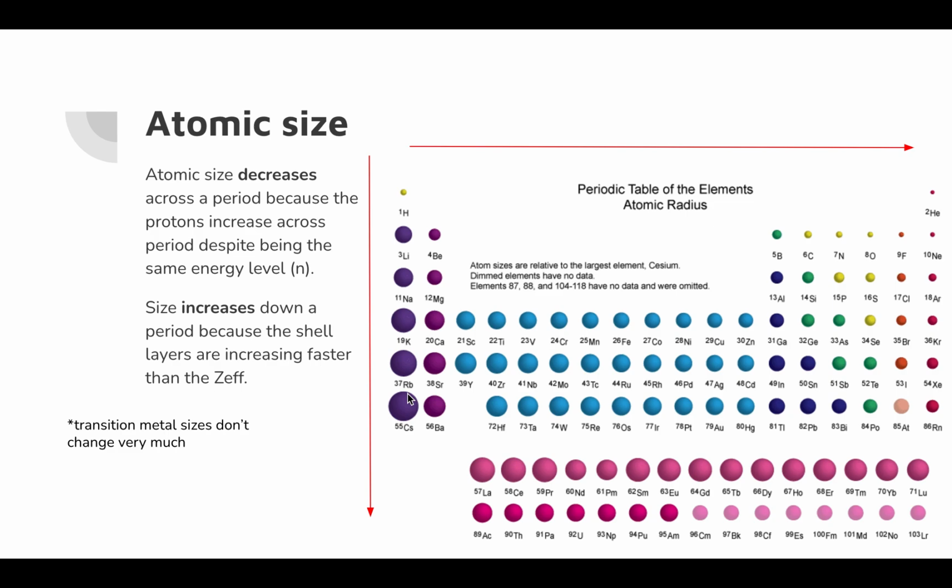Okay. The first one is atomic size. Atomic size decreases across the period because as you go across the period, your protons are increasing, right? The more protons you have, the higher Z you have, and that's going to bring your electrons in. It's going to be a stronger bond between the nucleus and the electrons. Basically, the more protons you have, the higher Z you have. That's going to decrease the size because they're going to pull everything in tighter.